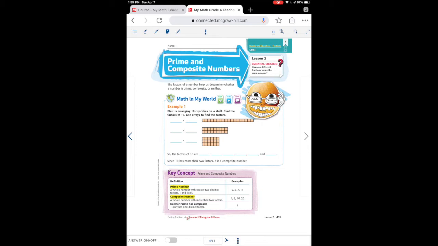There was an example from yesterday's lesson, I think it was 37. 1 and 37 were the only 2 factors, so that number was prime. The other type of numbers that we were talking about today are composite numbers, a whole number with more than 2 factors. So if it has 1, itself, and then any other factors, it's composite. The only number that's not prime or composite is the number 1, because the only factor that 1 has is itself, 1.